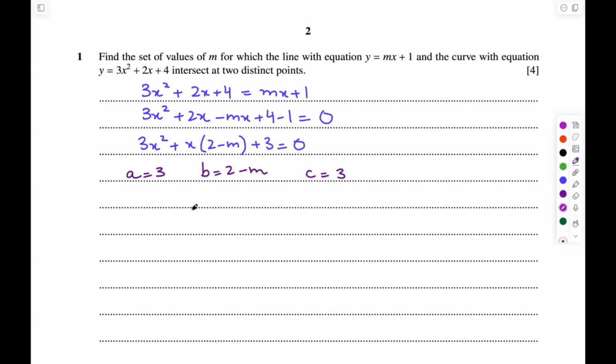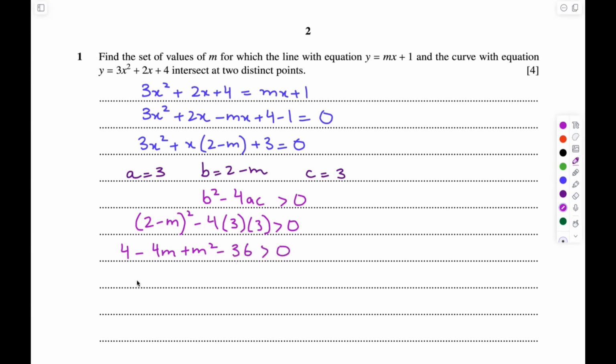Now, as they're intersecting at two different points, it means b squared minus 4ac will be greater than 0. So writing (2 minus m), which is b, whole squared minus 4 into 3 into 3 as greater than 0. Expanding, we'll get 4 minus 4m plus m squared minus 36 as greater than 0. Simplifying, we'll get m squared minus 4m minus 32 as greater than 0.